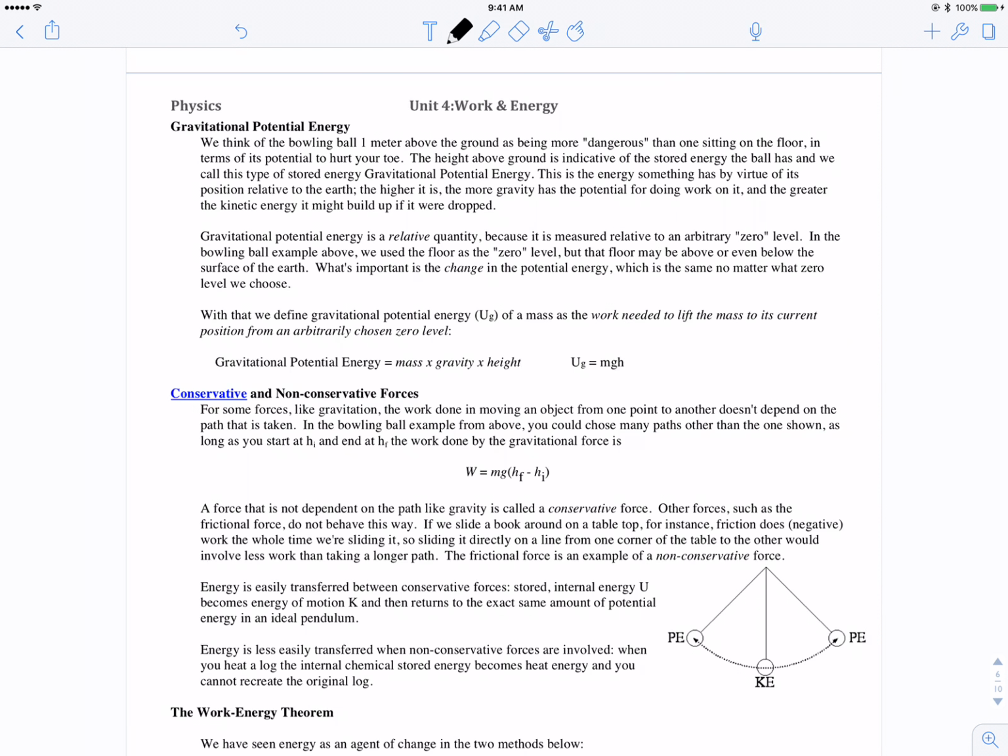Okay, so moving on, here's our discussion of gravitational potential energy. Gravitational potential energy is a relative quantity. What that means is it matters where I set my zero. I need to pick a zero. Once you define gravitational potential energy zero, you can calculate the quantity of the potential energy. It's equal to the work needed to lift the mass to its current position from an arbitrary zero that you just identified. And the formula for that is mgh.